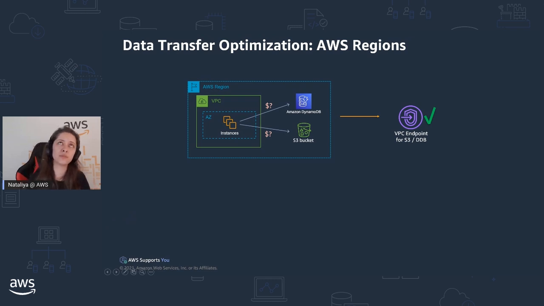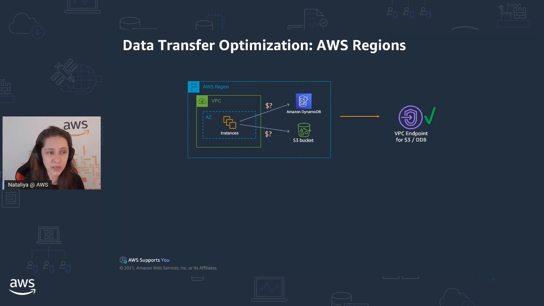Essentially, specifically for DynamoDB and for the S3 service, you need to use gateway VPC endpoints to make sure that the communication from EC2 to those services is happening within the region and you're not charged for it. The gateway VPC endpoints will help you achieve that. We have more information about VPC endpoints in our documentation, so I suggest checking it out.